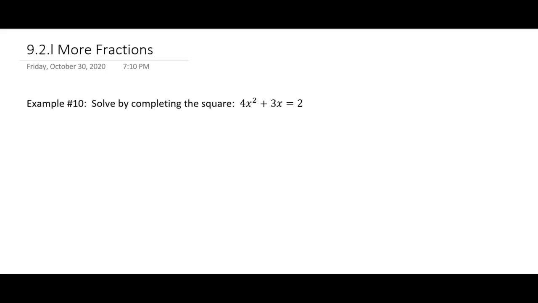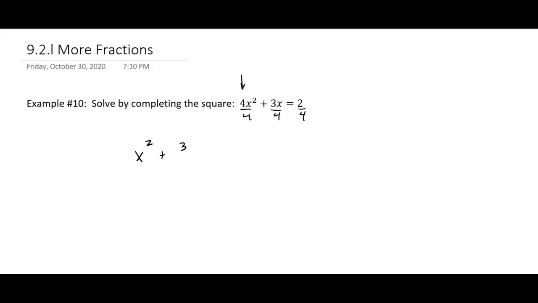So the title of this video is More Fractions, so you can kind of guess what's going to happen here. But again, we have a leading coefficient that is not 1. So we're just going to divide everything by 4. So we get x squared. Now it has a leading coefficient of 1.